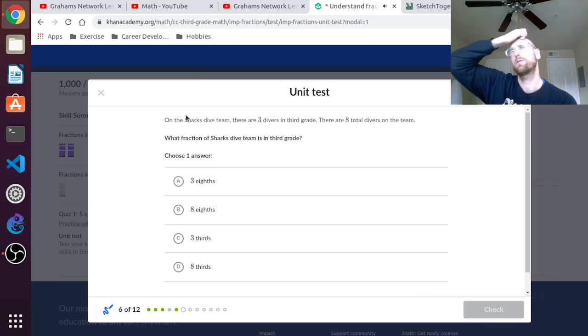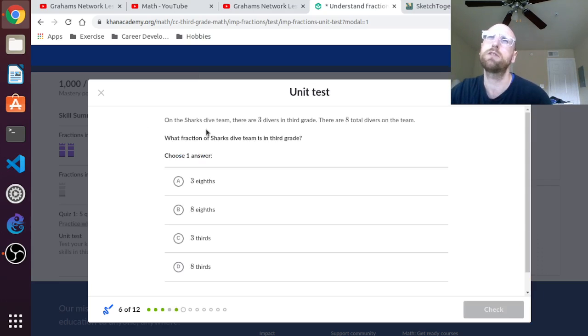On the Sharks dive team, there are 3 divers in 3rd grade. There are 8 total divers on the team. What fraction of Sharks dive team is in the 3rd grade? Okay, so of the 8 total divers, 3 divers are in 3rd grade. So 3/8 of the divers are in 3rd grade.